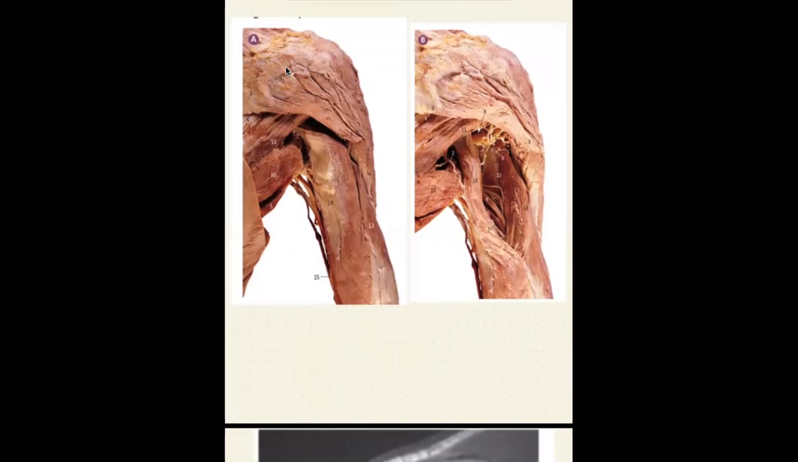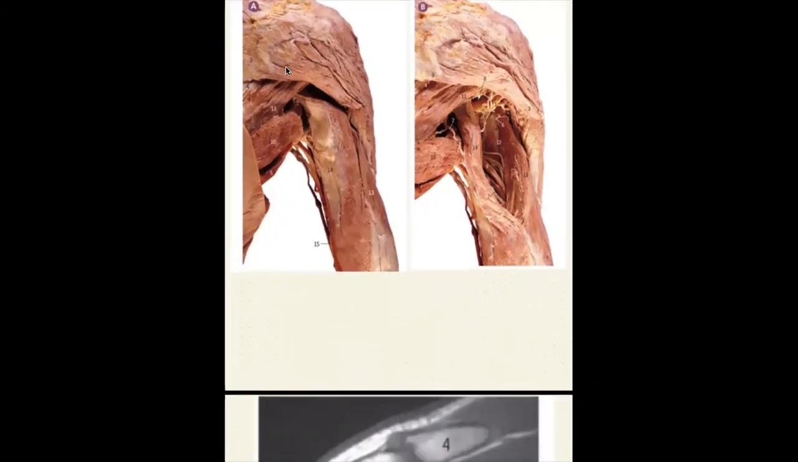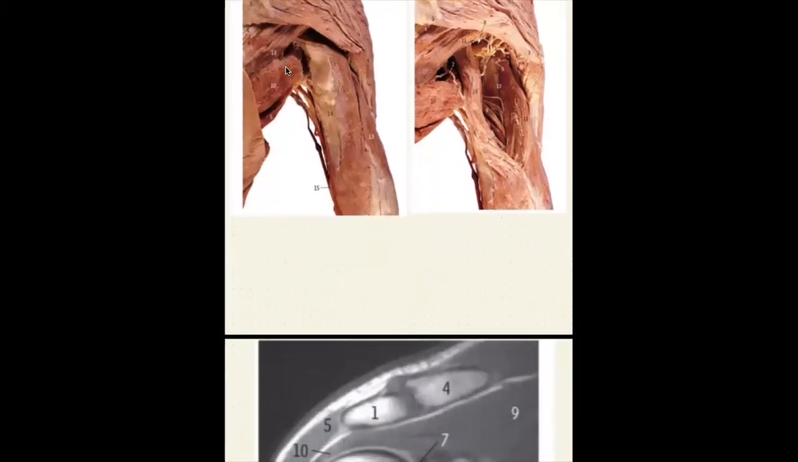What about the quadrangular space? The quadrangular space is formed by teres minor superiorly, teres major inferiorly, then the long head of triceps and the humerus. It contains the posterior circumflex vessels and the axillary nerve. Exactly, and the humeral artery also. Right.